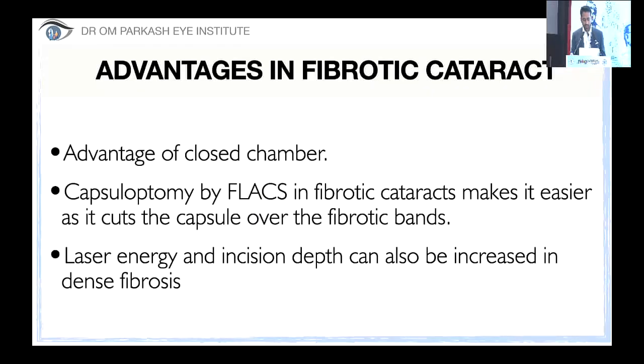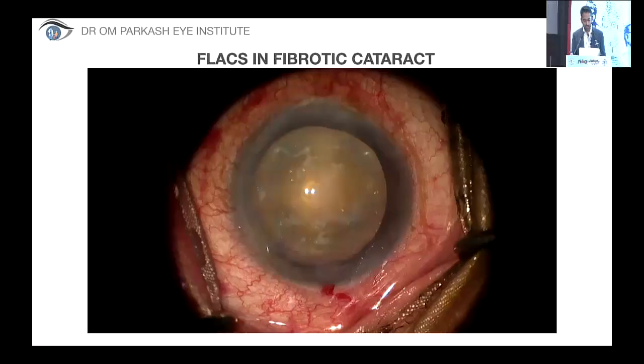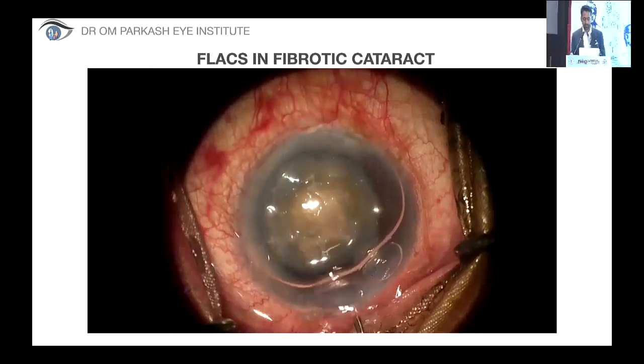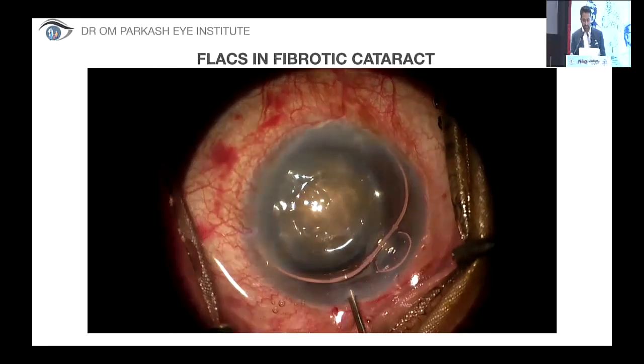So coming to fibrotic cataract, again you have the advantage of a closed chamber. The advantage of doing capsulotomy in fibrotic cataract is that it cuts the capsule over the fibrotic bands. So you can increase the laser energy, and the incision depth can be increased because the anterior capsule thickness is more, and you can easily do capsulotomy and nuclear fragmentation in fibrotic cataract.